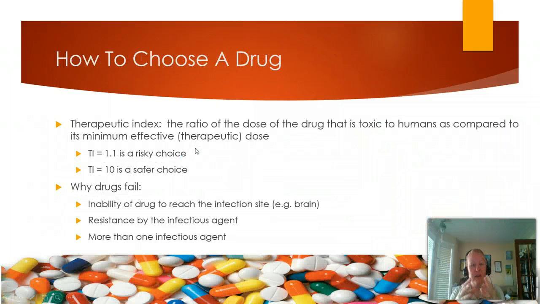So now we need to talk about how we choose a drug. We know what drugs the microbe is susceptible to, we have our list, but now it's time for us to figure out which one to use. There's a couple different aspects of how we choose these drugs. The first is the therapeutic index.